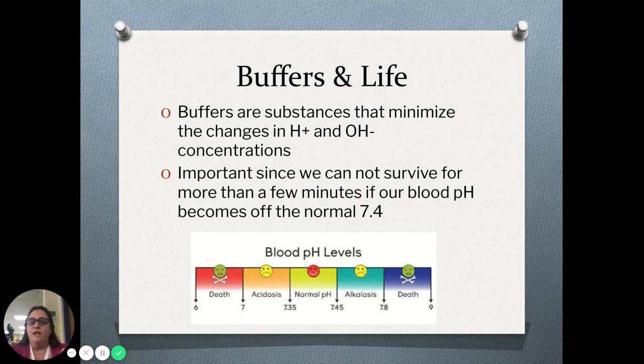We have to maintain our blood pH. We have to maintain a neutral state, a homeostasis, for ourselves. You will be working on a few review questions that will go over the different pieces of pH and buffers and why buffers are important. And we do have a lab coming up on them.